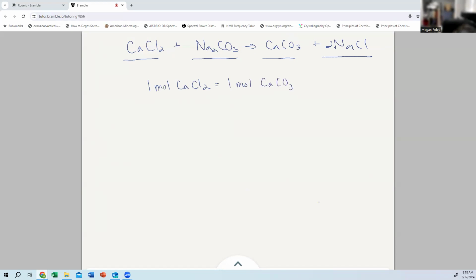We can do the same thing with our sodium carbonate and calcium carbonate. So 1 mole of sodium carbonate is equal to 1 mole of calcium carbonate. So these are all 1-to-1 mole ratios, with the exception of the sodium chloride. Sodium chloride, everything's a spectator in there, so we don't really care about it. But that's essentially what we're doing with stoichiometry, is we're just looking at our balanced equation and making conversion factors.